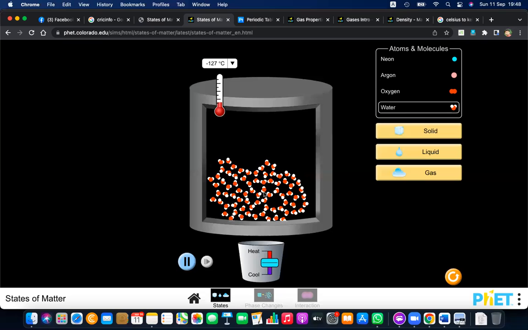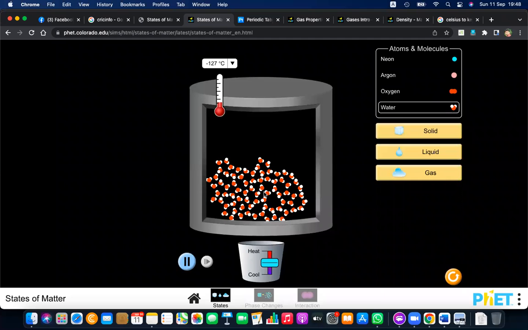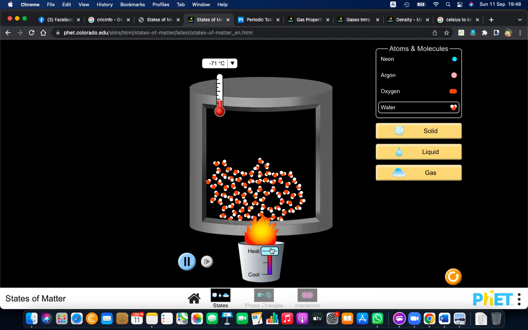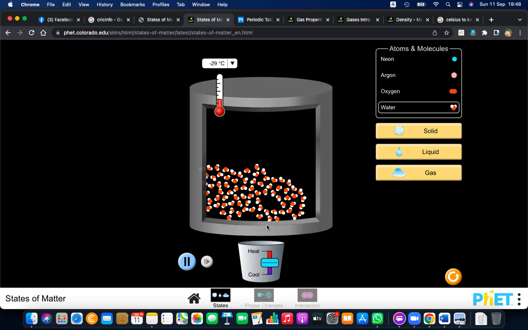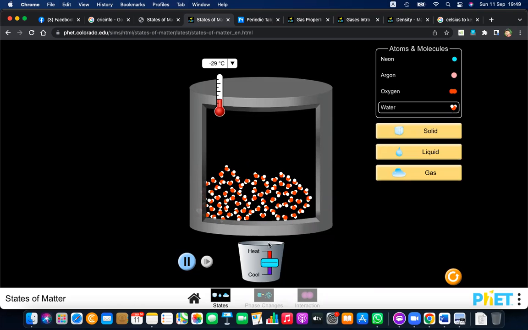When it passes 0, in 0 Celsius degrees, yes, it can be kept as solid. But that is the place where it starts melting, right? Let's see what will happen when you increase the temperature a little. I'm increasing this now. Still, you can see there is motion, but this motion is limited, so it keeps the shape.